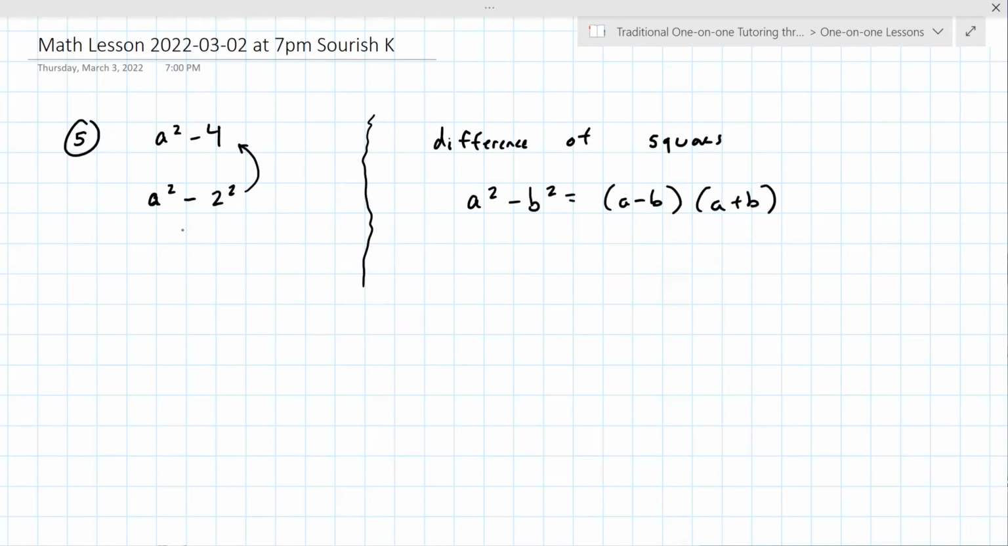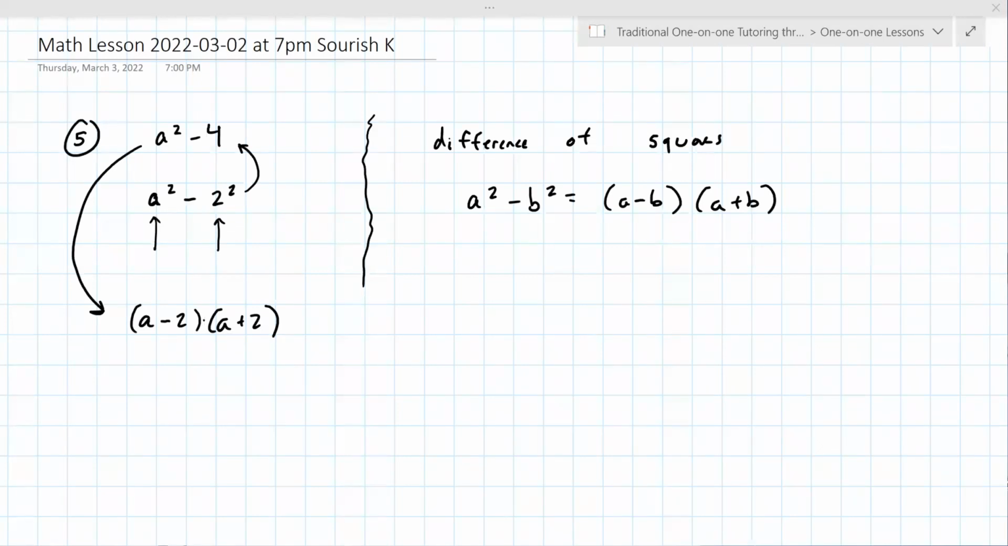So in your problem, this is a, and then this 2 is b. Okay. So for example, a squared minus 4 ends up being a minus 2, a plus 2. It's a because you have a squared, and it's 2 because 2 squared gets you back to 4.